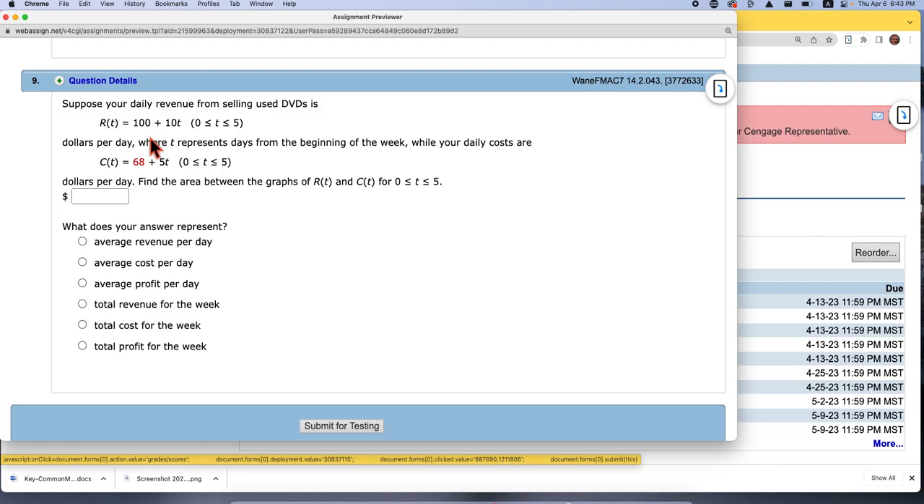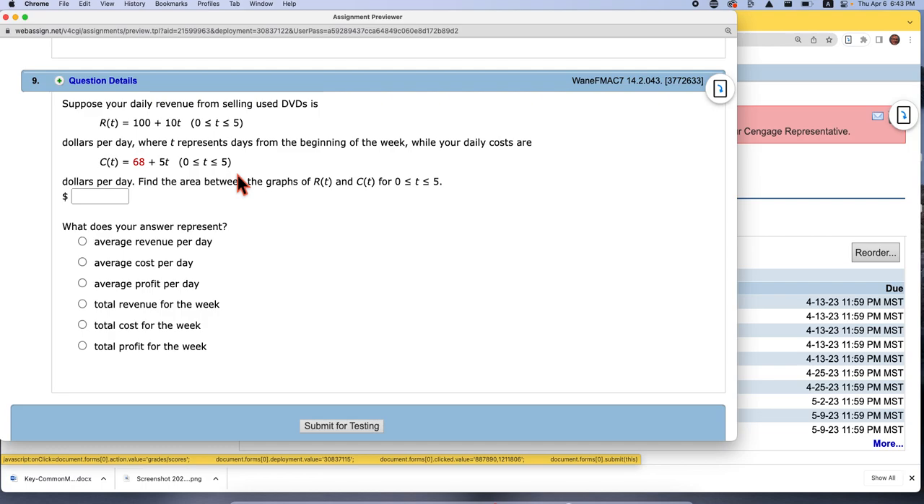Now, is that average profit or is it regular profit? Well, you only get one chance, but it's 5 days, and remember when we integrate, it's no longer a rate, it's an actual value. Okay, so this one's actually a fairly simple one because the revenue is always above the cost function. When you graph them, you'll see that. And we're going from 0 to 5, so that's your profit for 5 days.